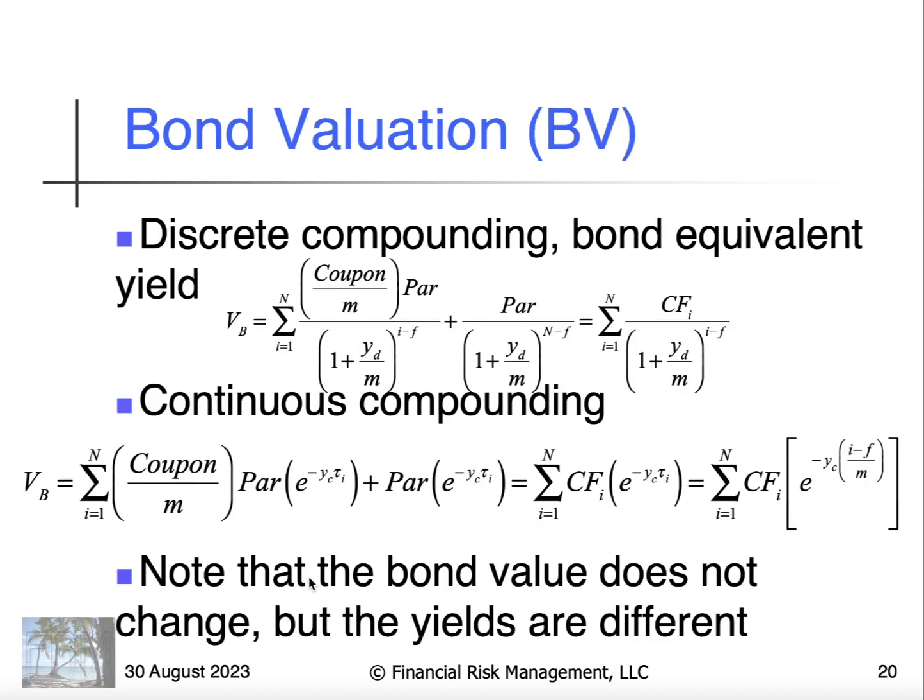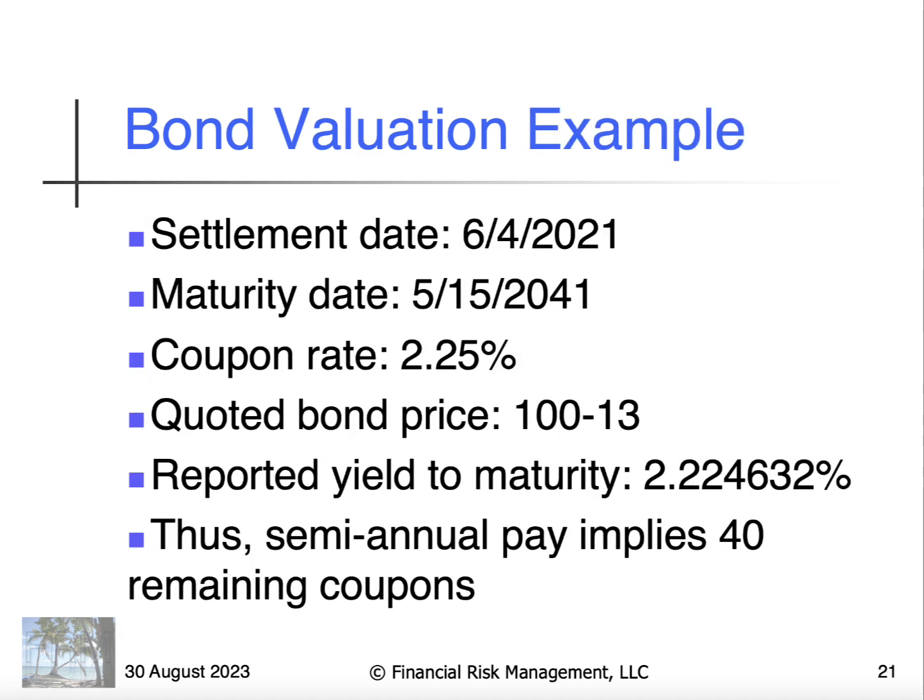And so there's many different ways that you can calculate accrued interest. There are many different ways to calculate bond valuation, just depending on your compounding methodology. The two illustrated here are discrete compounding and continuous compounding. And you'll get different yield to maturities, but the value of the bonds will not change.